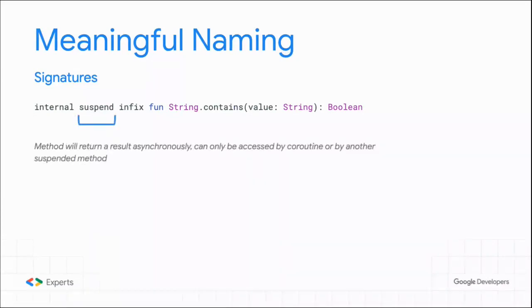But suspend, this gives us the information that the result will return asynchronously. It can only be accessed by a coroutine or another suspended function, but it gives me an idea that it might be doing something on I/O, it might be doing something network related, it's going to be doing something that's not going to return immediately.